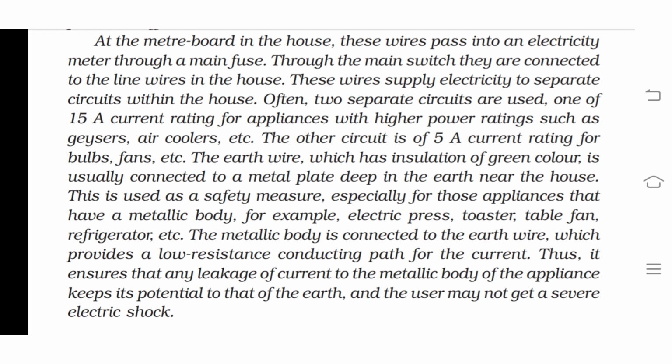The metallic body is connected to the earth wire, which provides a low resistance conducting path for the current. Thus, it ensures that any leakage of current to the metallic body of the appliances keeps its potential to that of the earth, and the user may not get a severe electric shock. So the green wire is called the earth wire. Usually we use the earth wire in refrigerators, toasters, table fans, and so on.